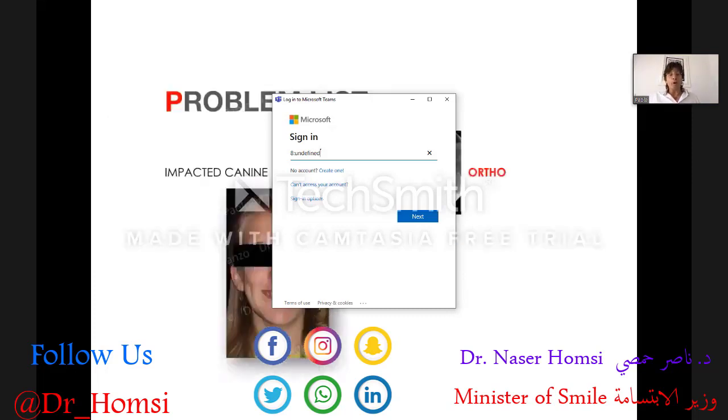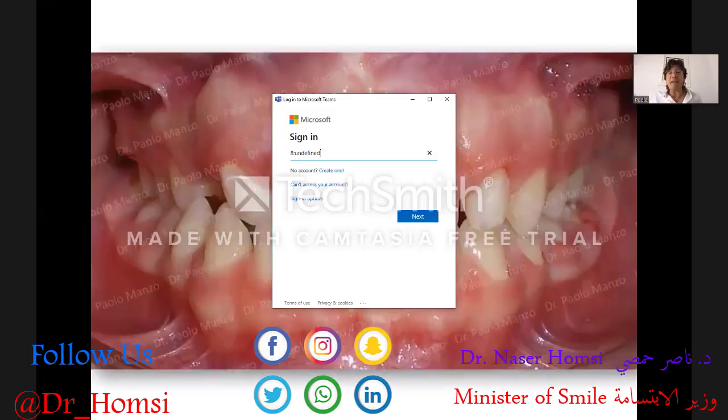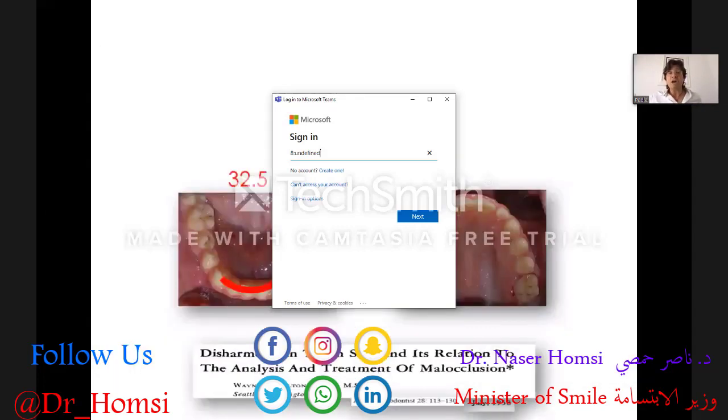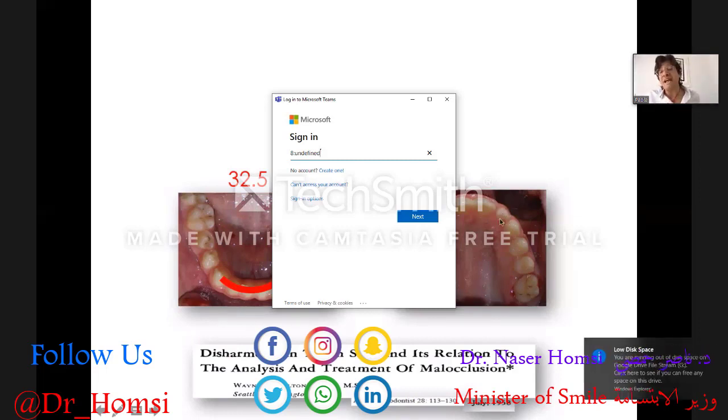So we have an ortho problem, the impacted canine, but we also have a gummy smile. With Tiziana, the gummy smile is a perio problem, and the perio problem is also connected with another problem. So we have one ortho problem, one perio problem, and a third problem, the aesthetic problem, because you can see here that the lateral incisor of Tiziana is peg-shaped.